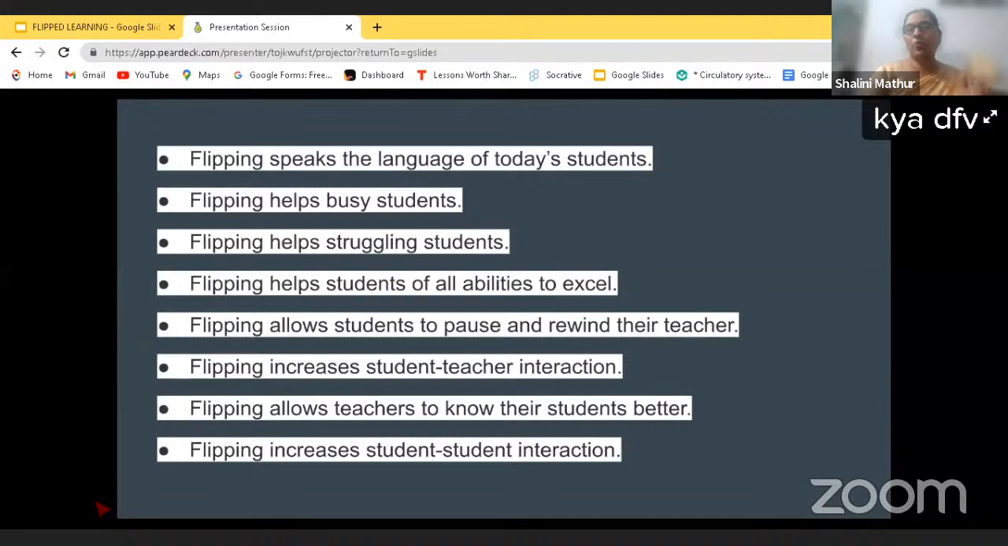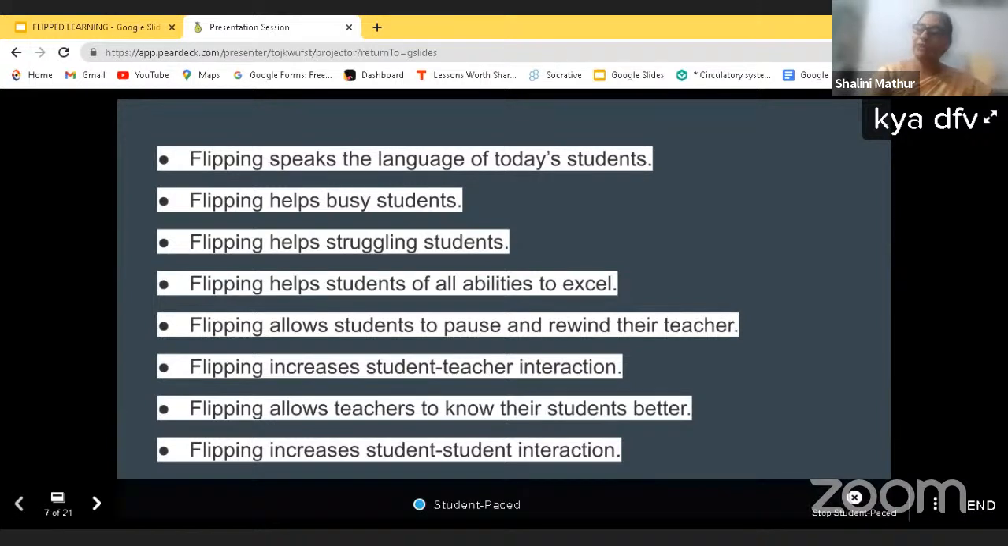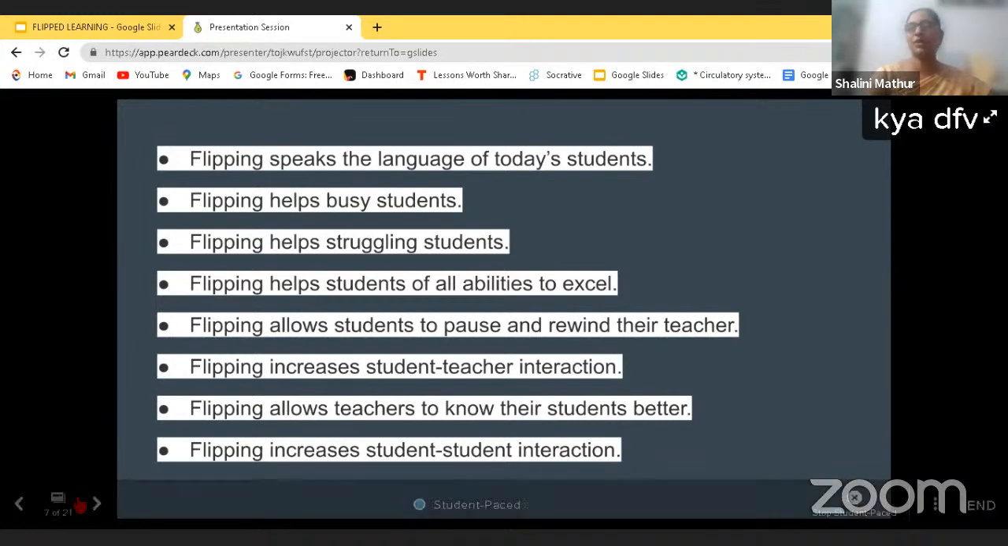So if we are going to teach them in the traditional way, हम उस पुराने ही तरीके से उनको नहीं पढ़ा सकते, because these all tools are in their hand. So they talk about the language of today's student, क्योंकि हम उनको इस टेक्नोलॉजी से कितनी भी कोशिश कर लें दूर नहीं कर पाएंगे. Flipping helps busy students.